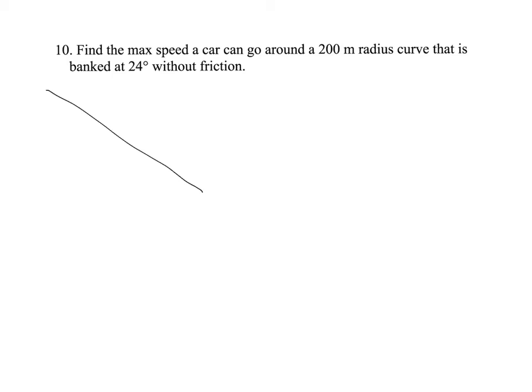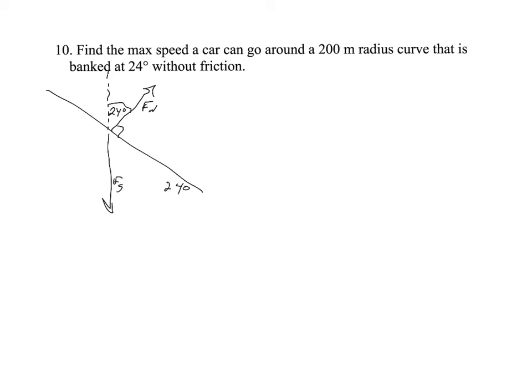Drawing the track. Bank, what do we say, 24 degrees. So I'm going to bring gravity straight down because it always does. And my force normal is perpendicular to the surface. And I've got a little dotted line there, and the 24 goes here.